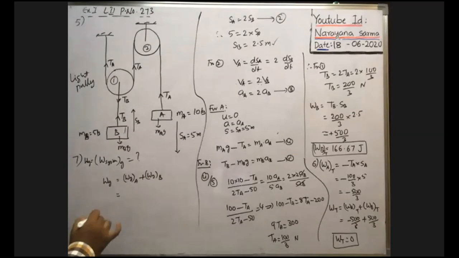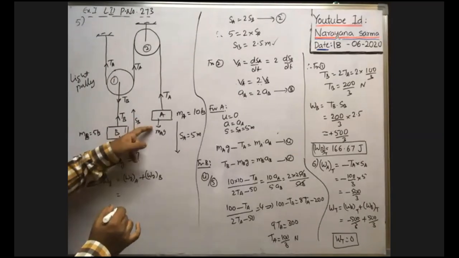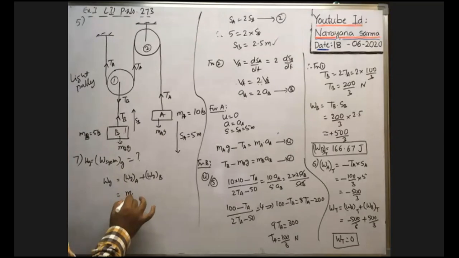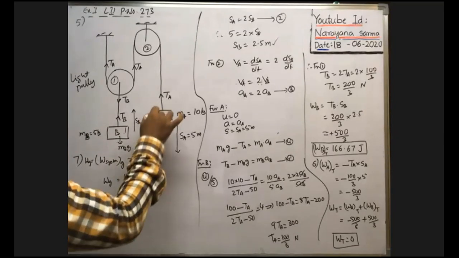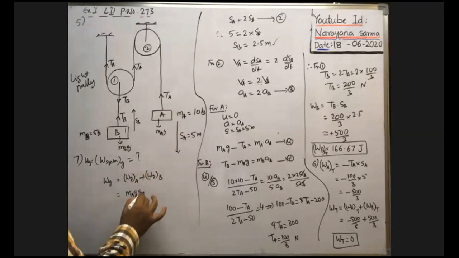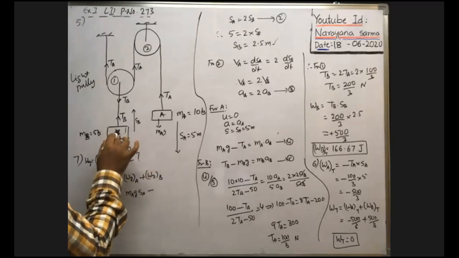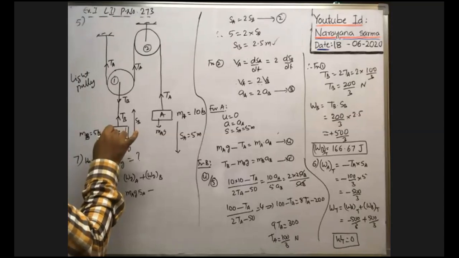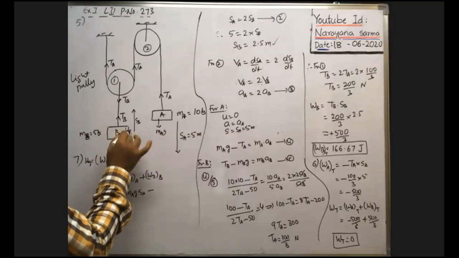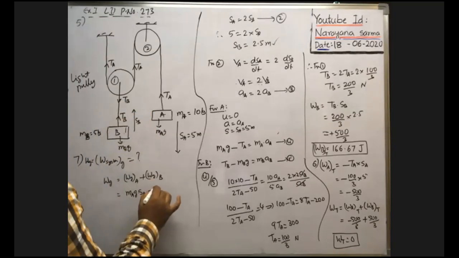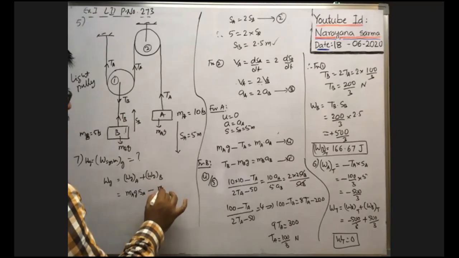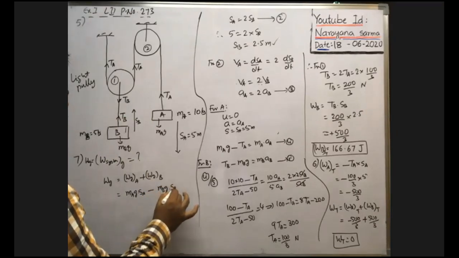Now work done by gravity on block A: the weight of the block, MAG, acts in the downward direction, and the displacement of the block in the downward direction is SA. That's why positive work is done. Plus the work done by gravity on block B: the weight, or gravitational force, acts on the block downwards, whereas the displacement of the block is upwards. That's why negative work is done. So minus MBG into displacement SB.